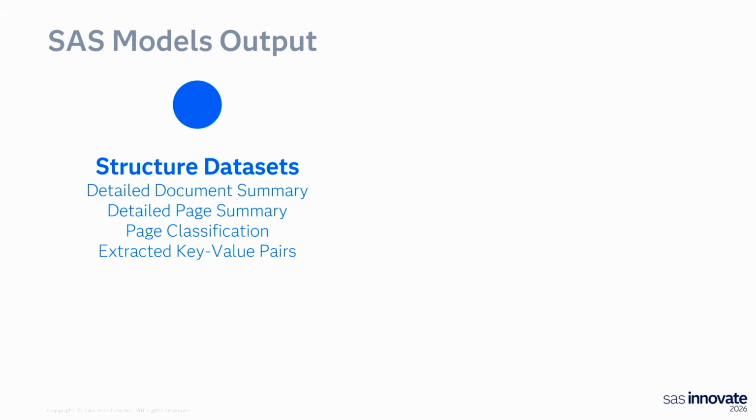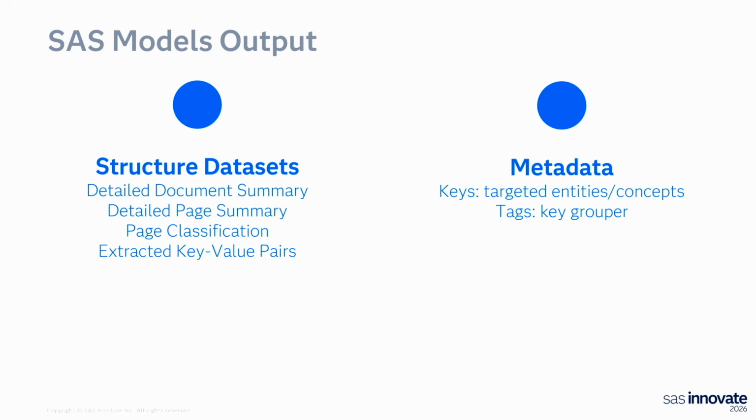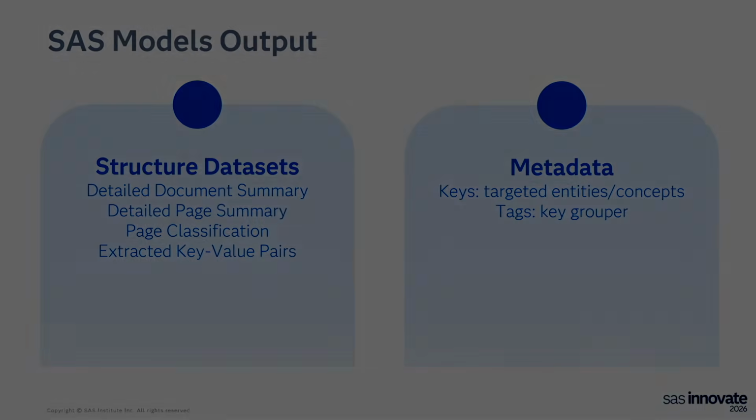The output from this results in several different structured data sets. These are focused on the page level and the document level, so you can see document summary, page classification, and then the meat and potatoes of the output is the extracted key value pairs from the information. We do generate some metadata associated with this, and I'll show you this in a moment. The metadata focuses on the keys that are the targets, the entities that we're trying to extract, and then we have some groupers for those keys that we call tags.